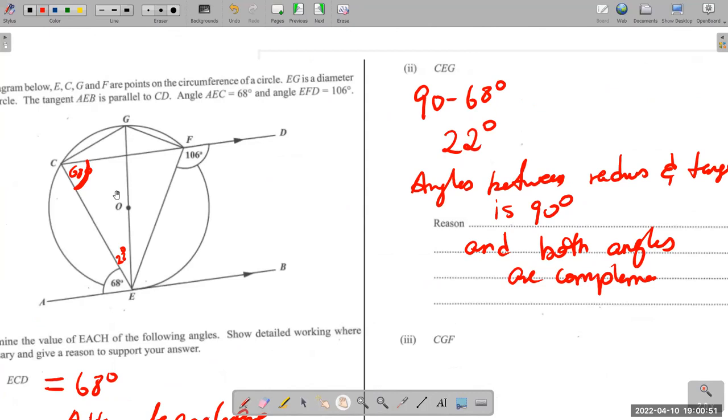Next one, CGF. Let's go. CGF. How do we find that? Anybody have any ideas of what we do to find that? So look what it is. CGF. Anybody seen anything yet? I myself am currently looking.